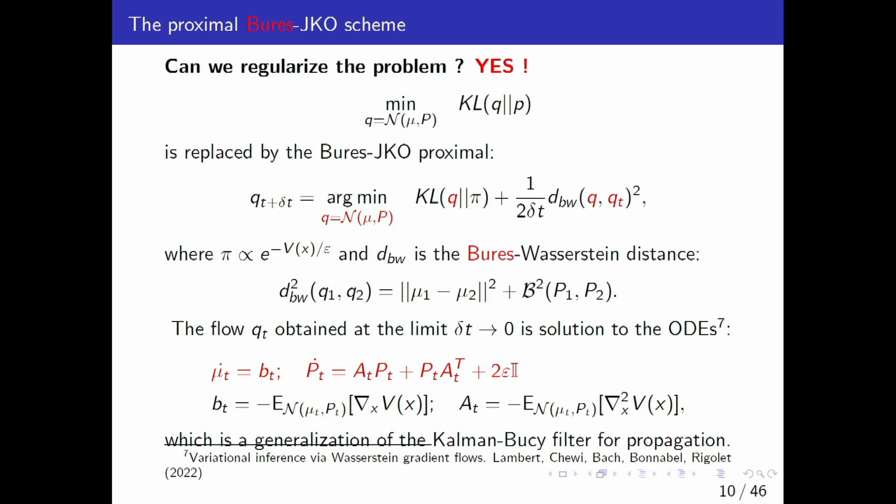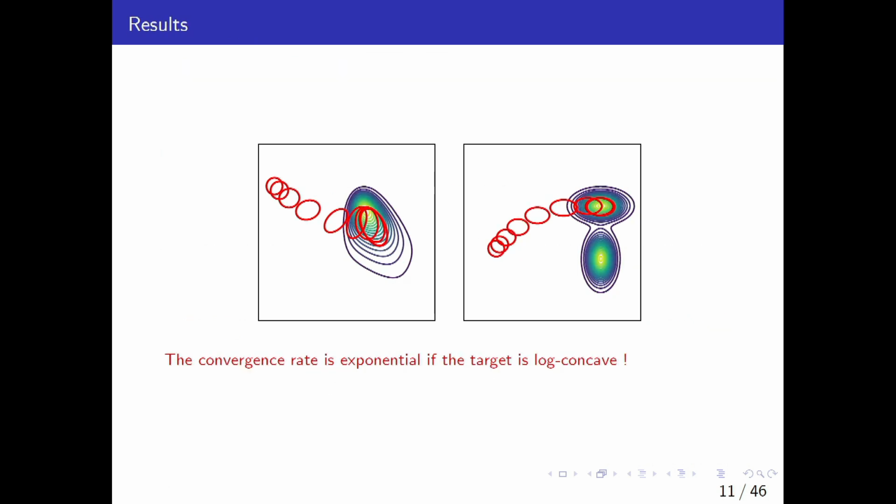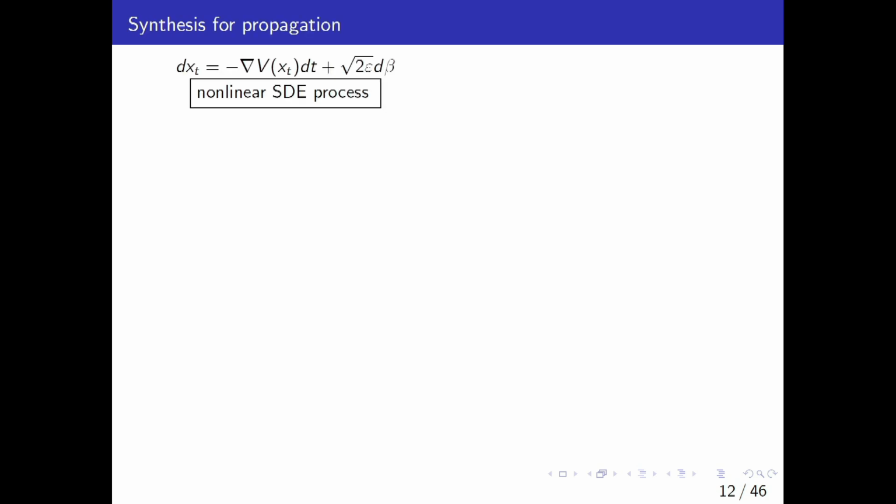Okay, so we have globally approximated the first part of our problem, the propagation part. You can integrate the differential equations and we obtain a series of Gaussians that converge to the Gibbs distribution. So in filtering, we'll only keep track of this Gaussian. But now we have to introduce the observations.